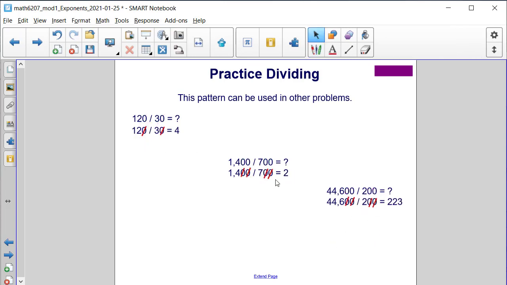And on this slide, it shows all of the solutions that we have. 120 divided by 30 does indeed equal 4. 1,400 divided by 700 is indeed 2. And 44,600 divided by 200 is indeed 223.